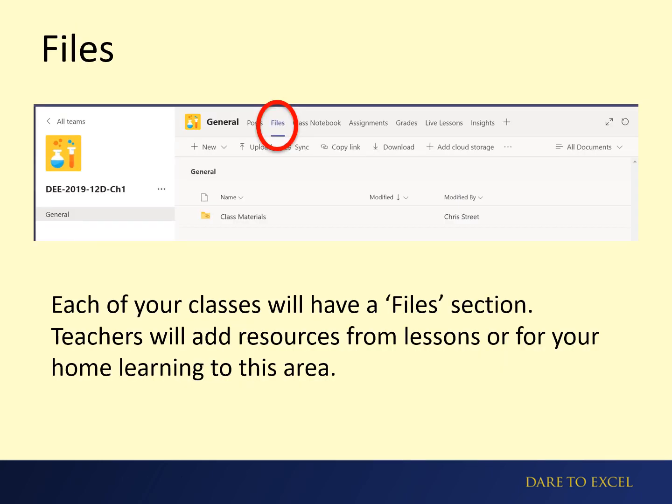Just next to the post section, each class team has a files section, and all lesson resources for that day will be uploaded there so that students can use those and look at what lesson resources are being used in the lesson they're unfortunately missing.